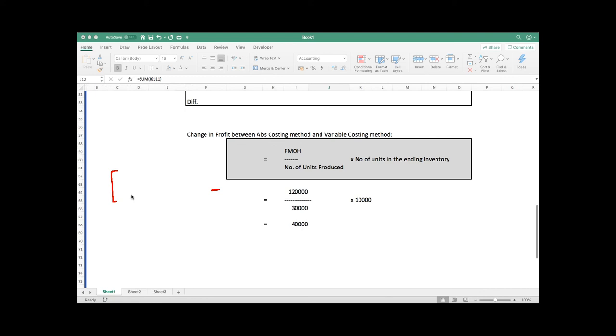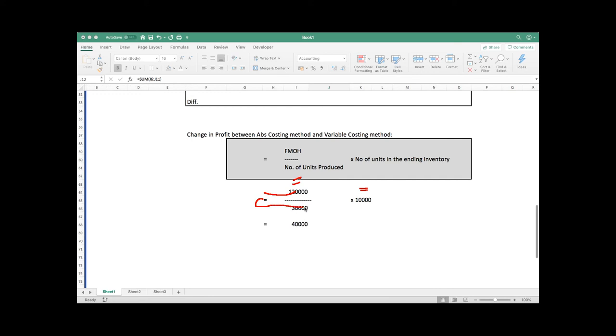Okay, so in other words, you can say that it is treated like a period cost. What is the treatment of period cost? Period cost is expensed as incurred. Admin, selling and distribution, right? So it is treated like a period cost.